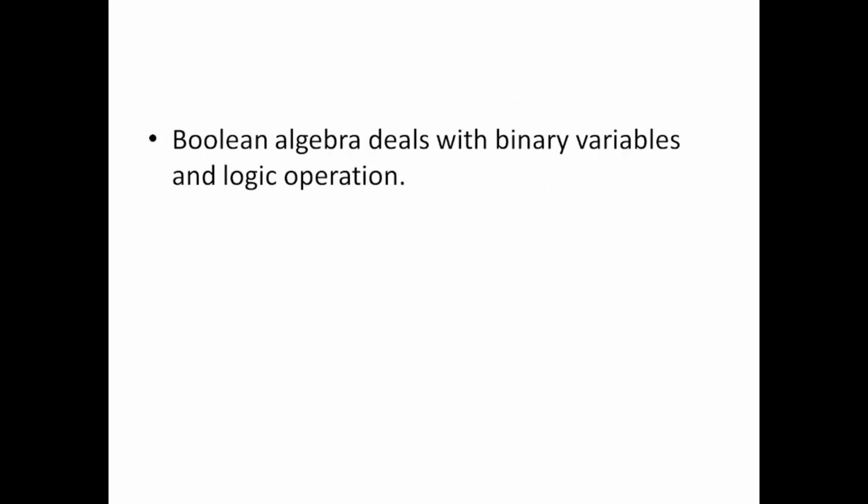Boolean algebra deals with binary variables and logic operations. The binary variables can be any alphabets like A, B, C or X, Y, Z, and these binary variables take the value either 0 or 1. The logic operations are the AND, OR and NOT operations. So Boolean algebra deals with binary values, zeros and ones, and it takes the operations AND, OR, NOT.